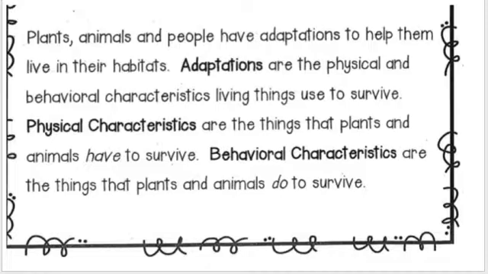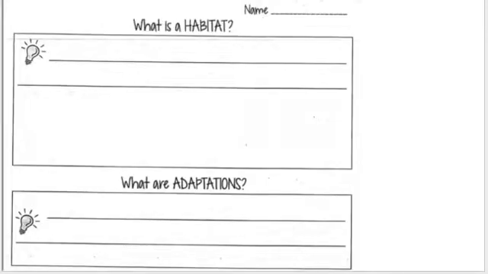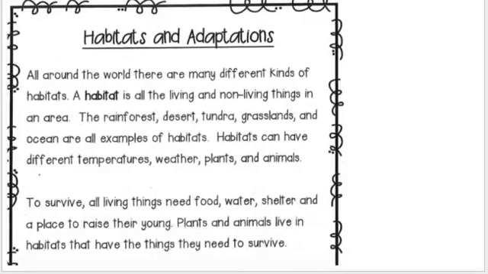Physical characteristics are the things that plants and animals have to survive. Behavioral characteristics are the things that plants and animals do to survive. All right, so let's look at our questions. What is a habitat? If we look back to that first paragraph, it says a habitat is all the living and non-living things in an area.